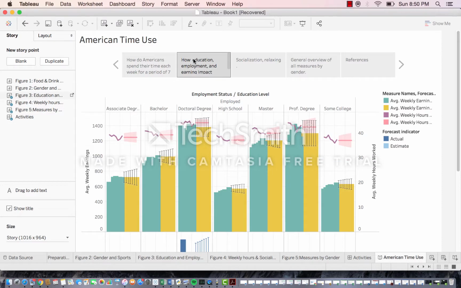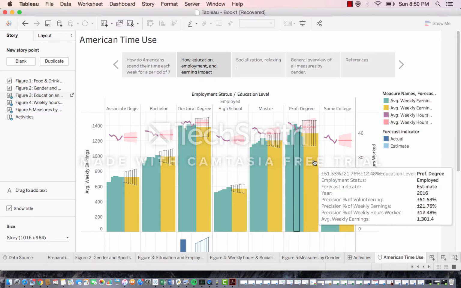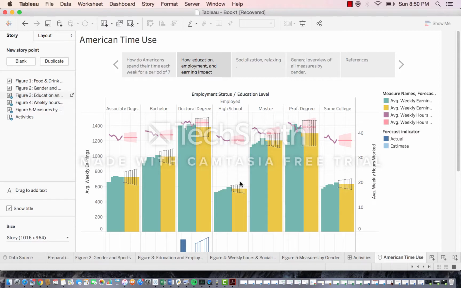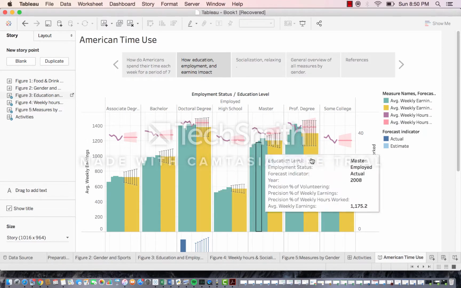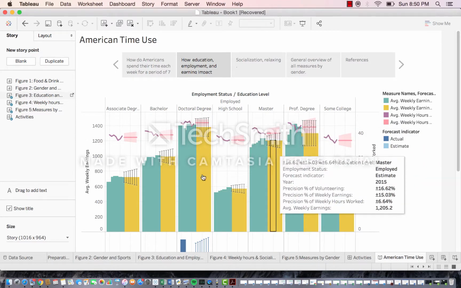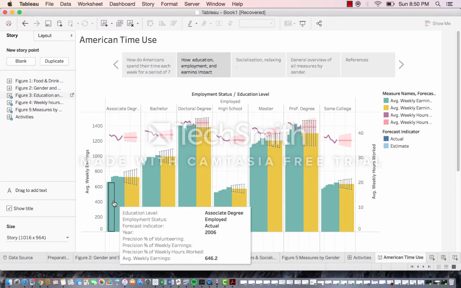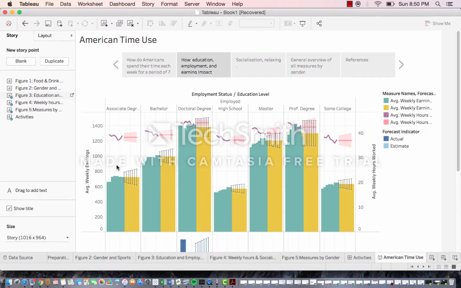The other graph we're going to look at is a bar chart that shows how employment status and education level impact American time use. This was only for those that are employed from high school to professor degree level. As you can see, individuals earning the highest are those that are highly educated, with professor degree being the highest level of education. You can see that as years go by, weekly earnings increase, but we see a downward trend in weekly hours worked.